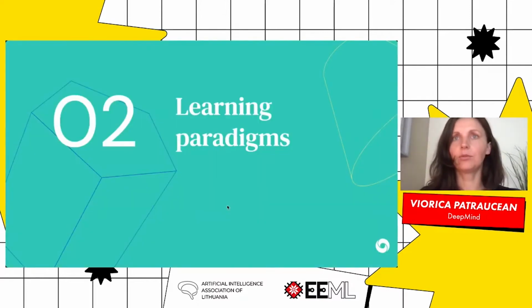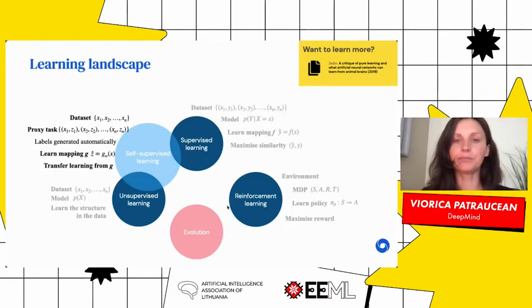I will now focus a bit on this part: how can we deal with bypassing the cost of obtaining labels for videos. This is just a quick sketch of the learning landscape that you're probably familiar with. We have supervised learning, which is the most mature field at the moment, and then we have the unsupervised domain, where we try to learn the structure in the data without human-provided labels. Then, of course, reinforcement learning, evolution, but I won't touch on those.